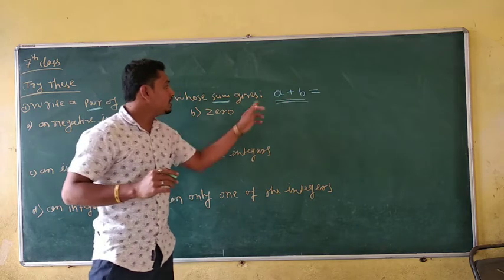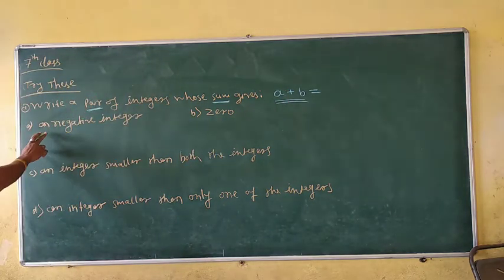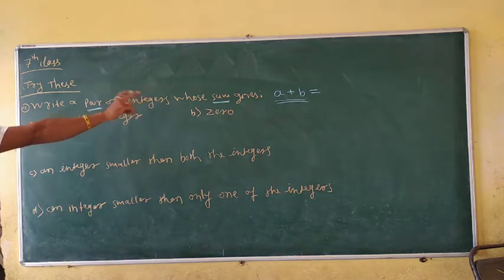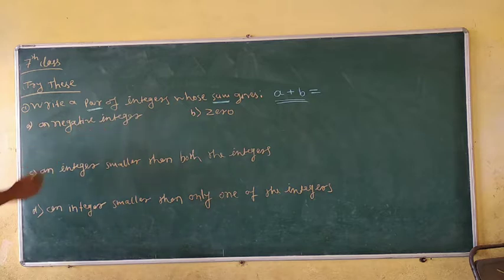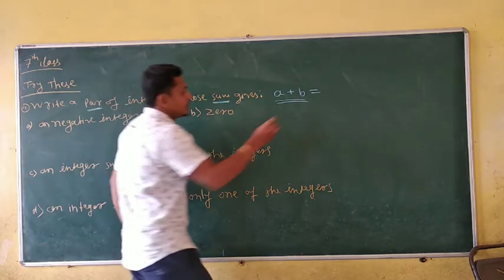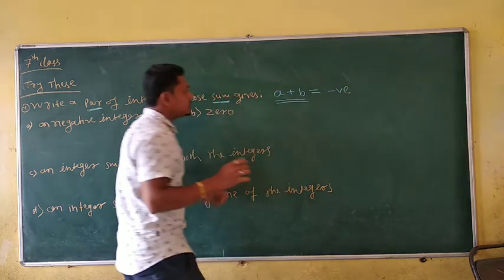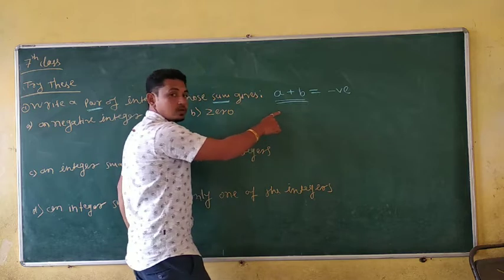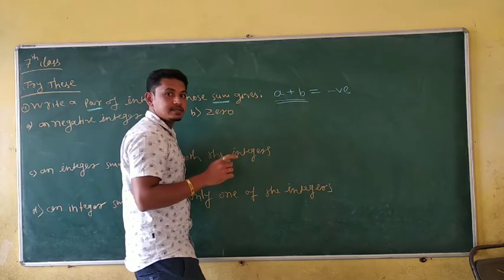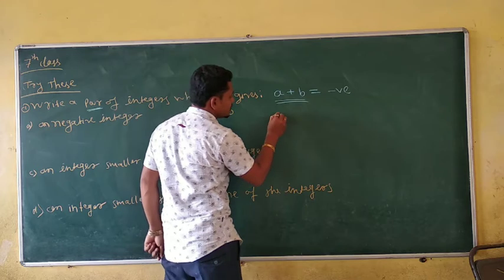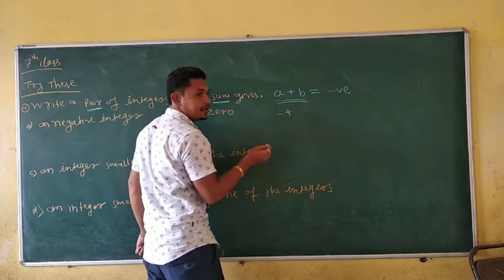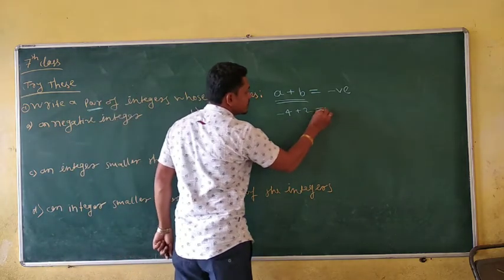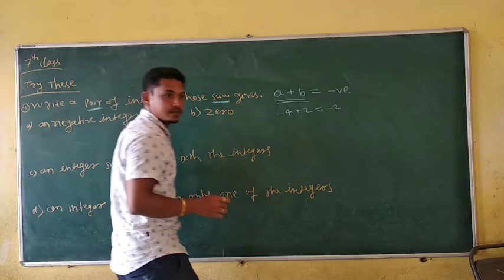So a plus b gives, first question, a negative integer. This is a pair of integers whose sum gives a negative integer. Negative integer means the sum is negative, so first we write a minus integer. See, minus 4 plus 2. Minus 4 plus 2 gives rise to minus 2. Is it right?